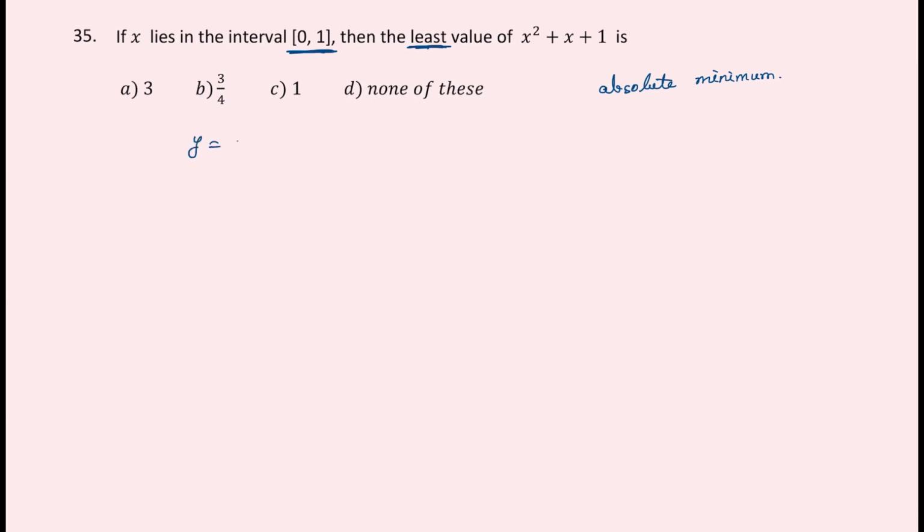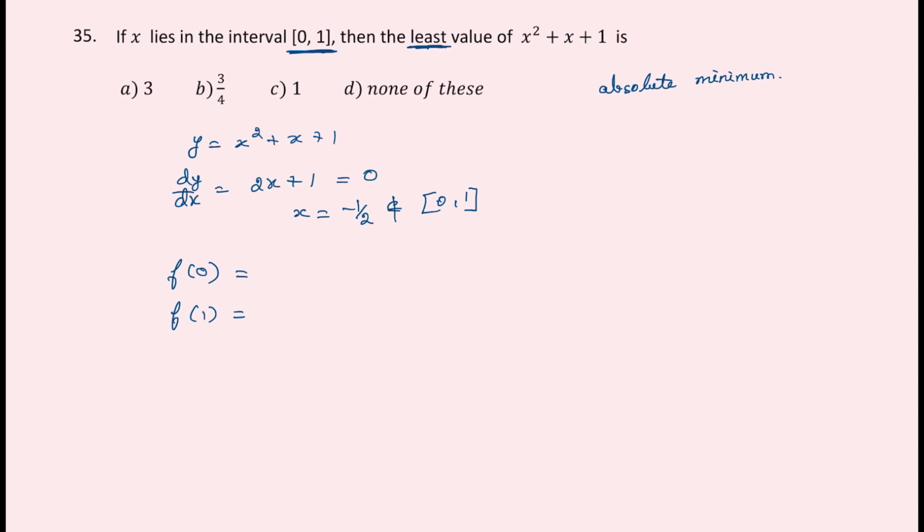Let us take y as x squared plus x plus 1. Differentiating both sides with respect to x, we get 2x plus 1. Let us find the critical values by equating the first derivative to 0. We get x equal to minus half. But the interval given is 0 to 1. Minus half doesn't come in that domain which is given. So let us not take that value, minus half, because it is not in the domain. Since we have to find the absolute minimum, we take f of 0 and f of 1 values and compare, because we don't have a critical value.